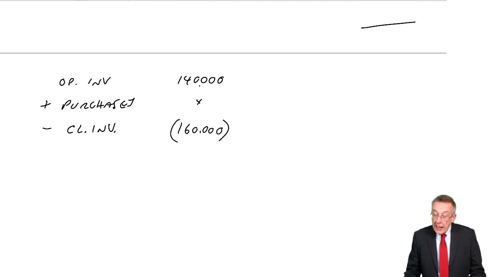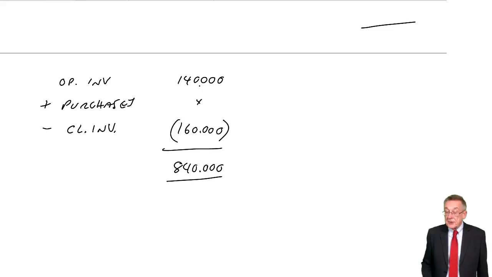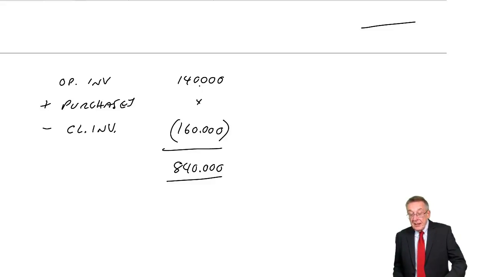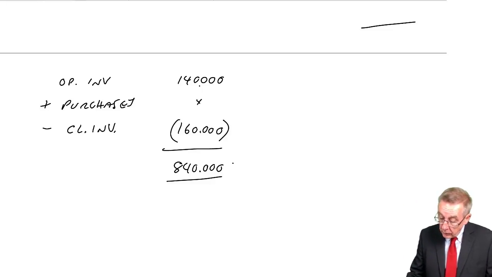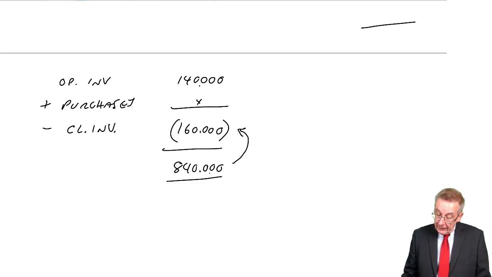And so I know what the cost of sales themselves were. From the statement of profit or loss, it's 840,000. Well, I need to work backwards to get what we actually bought. So 840, that was after subtracting closing inventory of 160, which meant, if we go backwards, 9, it must have been 1,000,000.